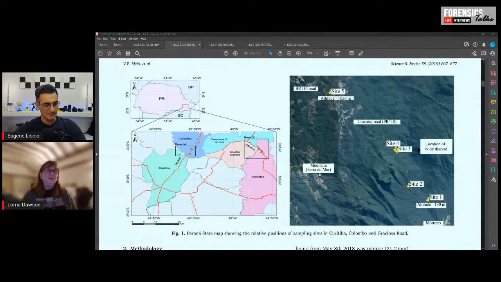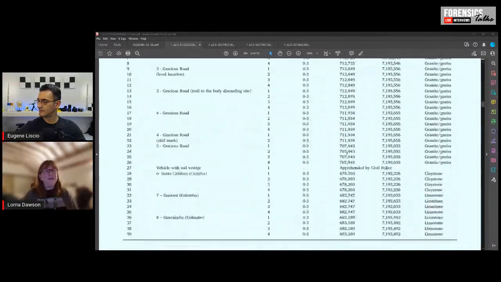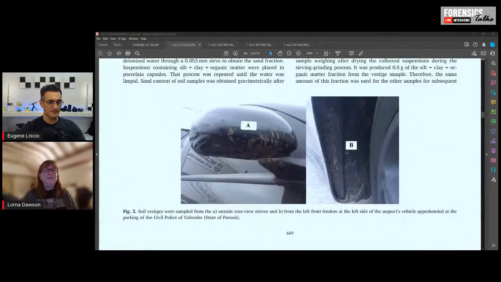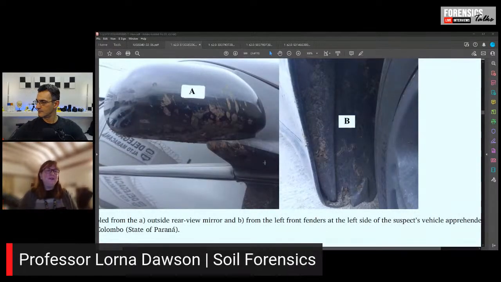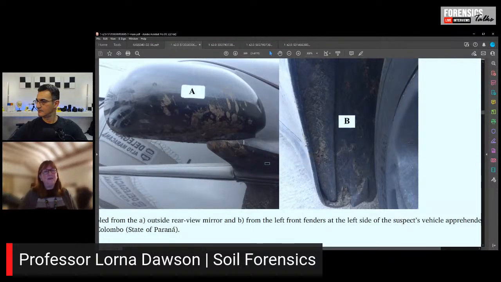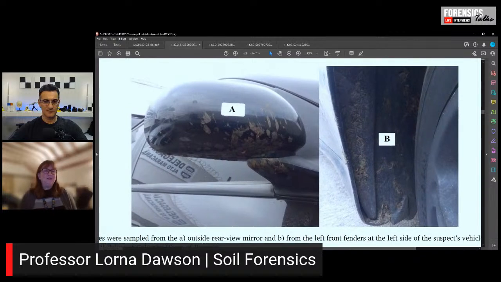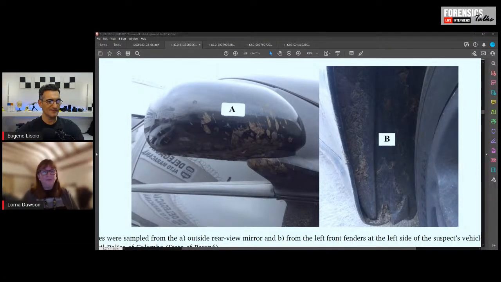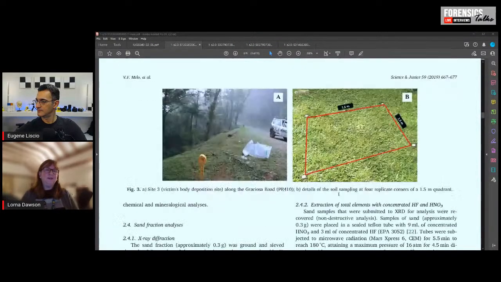And now it's integral across the different states in Brazil, and they're integrating it within their criminal justice system. And it was a tiny amount. You can see there the fender and the little bit underneath the car, a very small amount, but that was enough, less than 500 milligrams. That was enough to run a sequence of analyses, both inorganic and organic, to establish the alibi of the suspect, where he said he had picked up that soil from his home address in Colombo. Yeah, but we could show that it absolutely could not have come from there, because the mineralogy was totally different, and it was the same mineralogy as at the Graciosa Road at Paraná, where indeed the body of the victim was found.